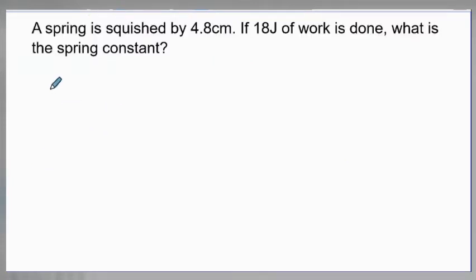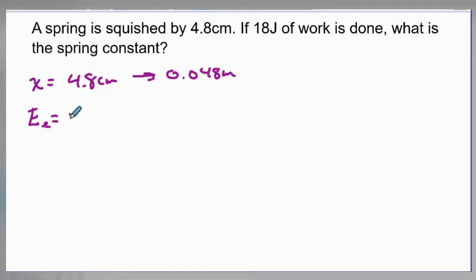Here's another example for us. This time the spring is being squished. Once again, the x value is 4.8 centimeters. Be very careful, that will be 0.048 meters. The energy is 18 joules, and we want to know the spring constant.